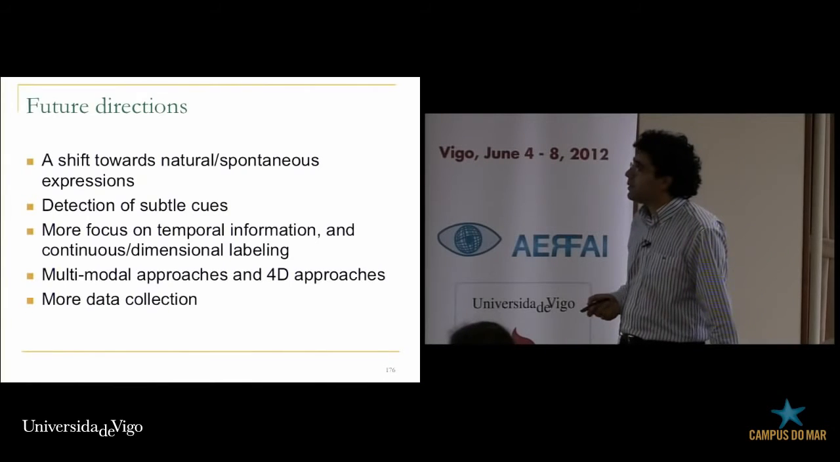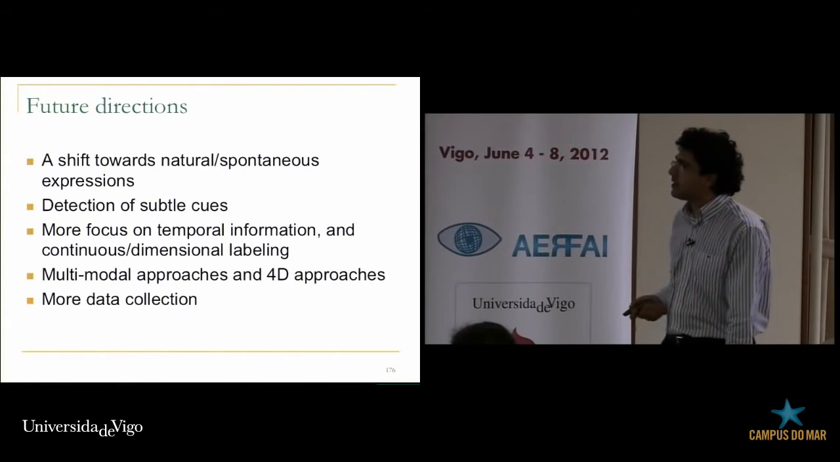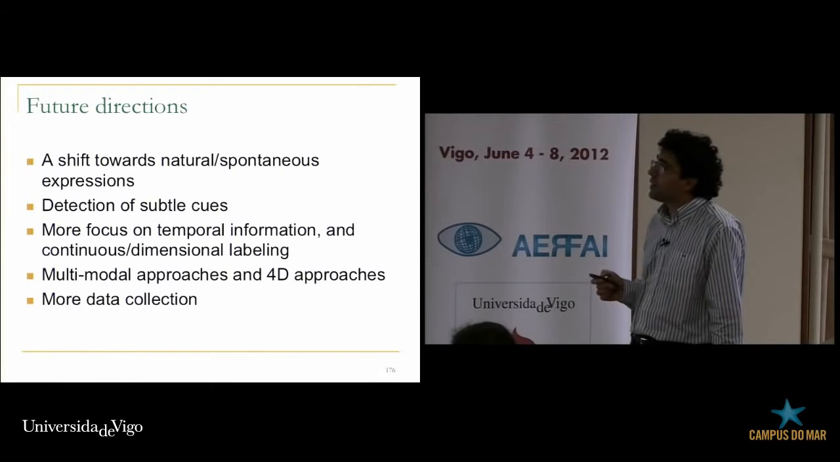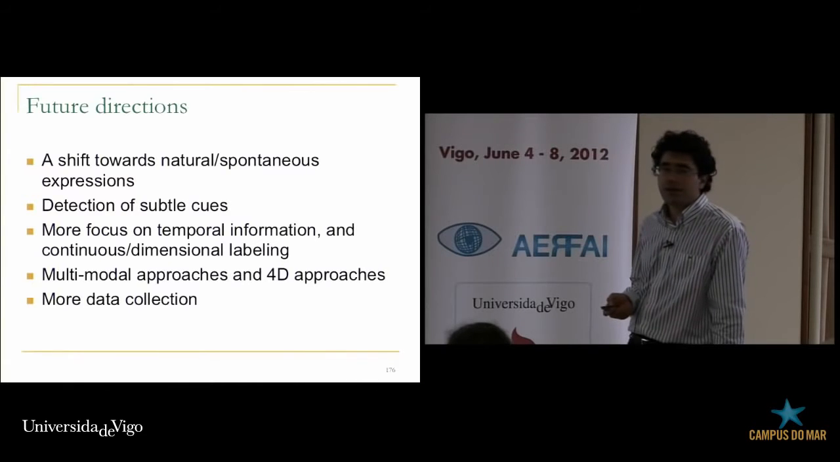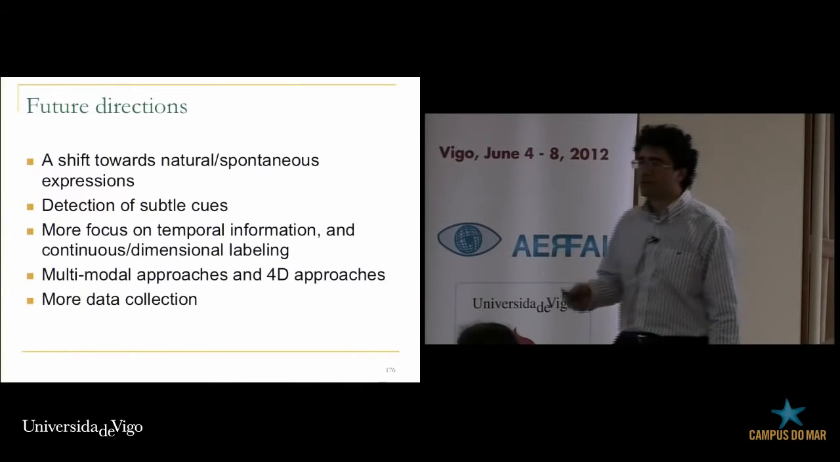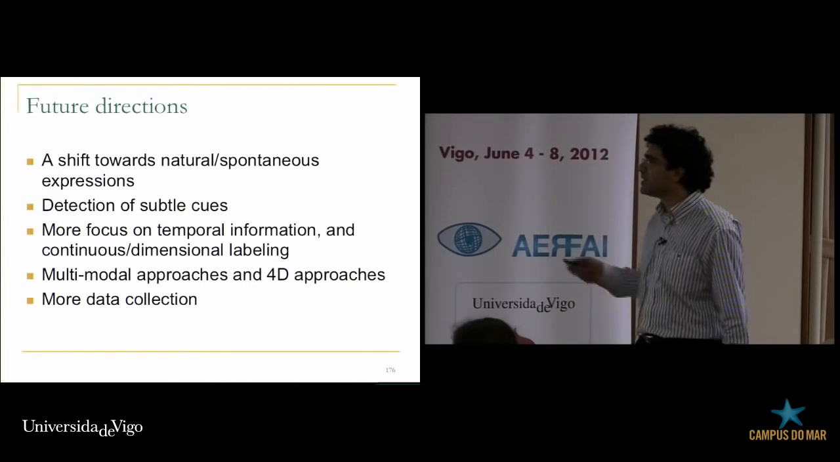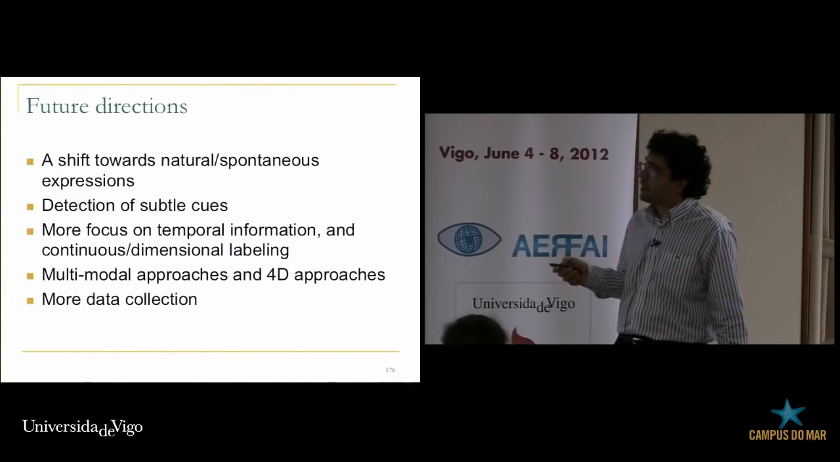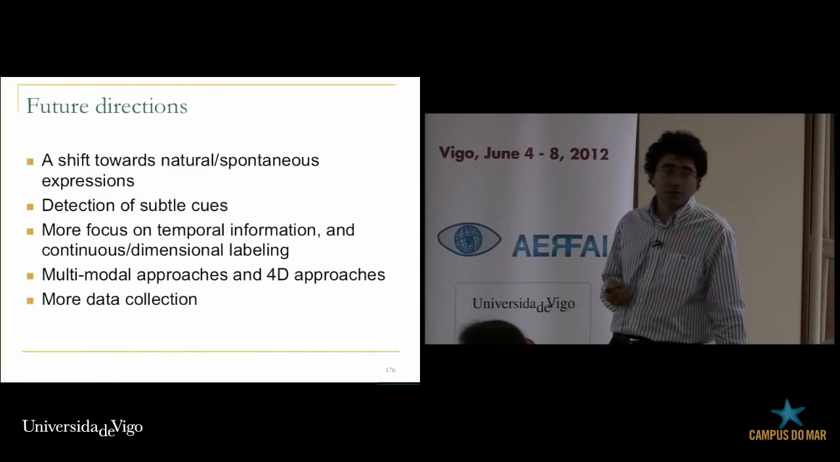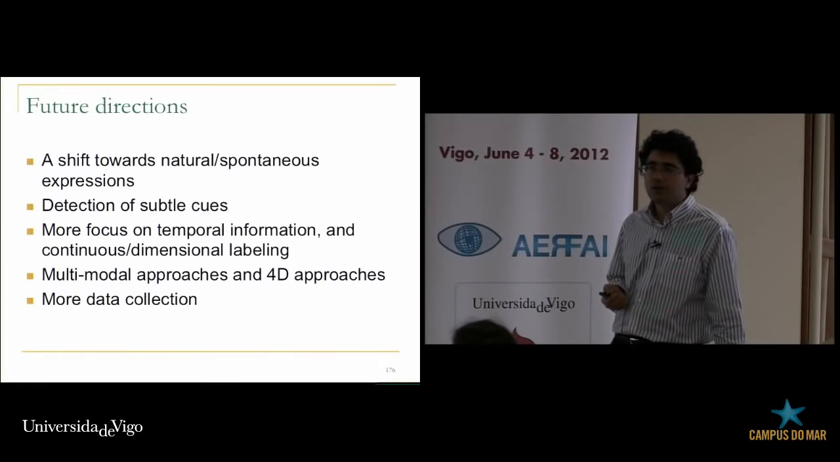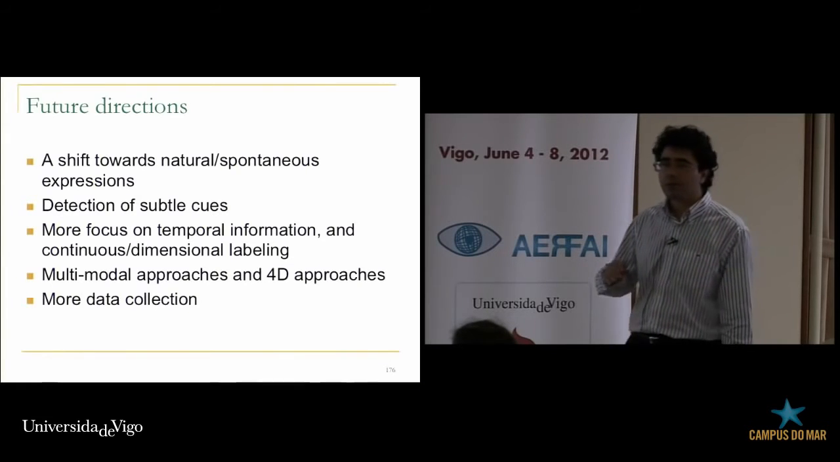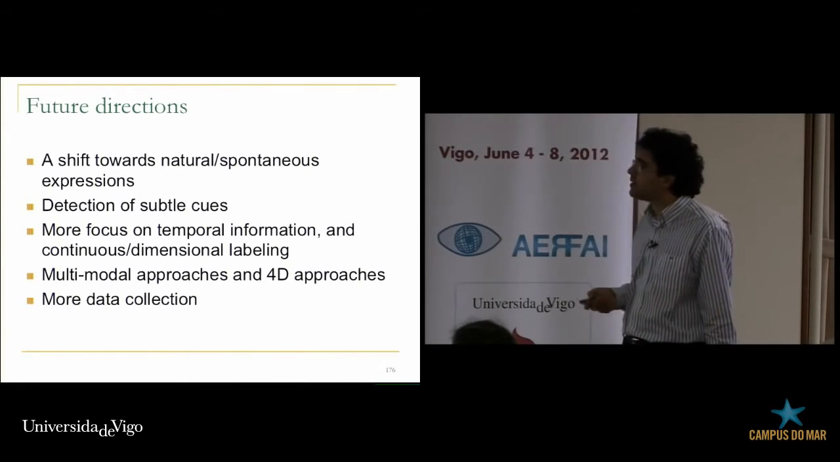So, future directions, and this is my last slide. There is a shift towards natural and spontaneous expressions, and people are really trying hard to acquire data sets in the wild. They travel to the Olympics, not just because of that. Matsumoto is himself a judo fan. But detection of subtle cues is very difficult. Separating a sarcastic smile from a normal smile is at the moment beyond our abilities.